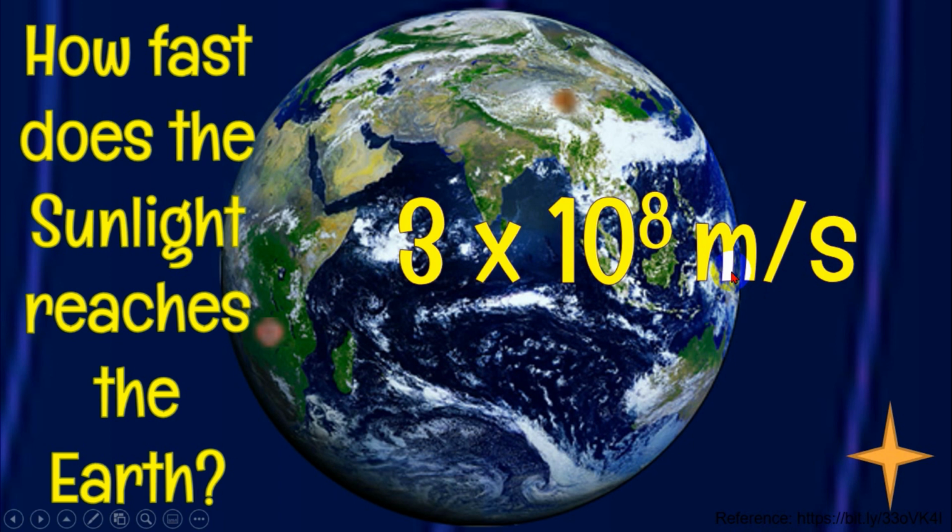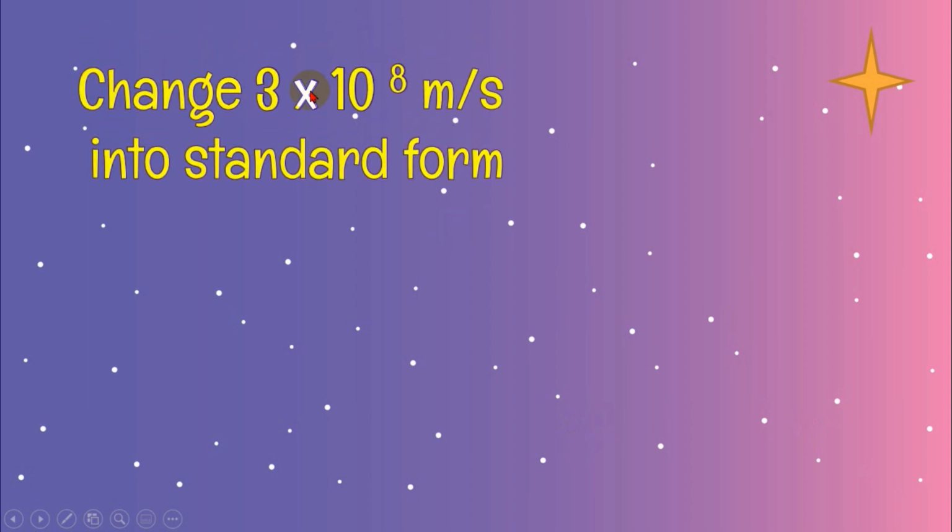So, ganun siya kabilis. Now, let's change this into its standard form. Kumbaga, ilang meter stick ang kakailanganin natin para mahanap kung gaano katumbas yung bilis ng pag-travel ng sunlight sa isang segundo. Take note ha, isang segundo lang ito. Okay? So, let's have the following. Change 3 times 10 raised to 8 meter per second into standard form. And how do we do that? Again, take out 3 times 10 raised to 8.